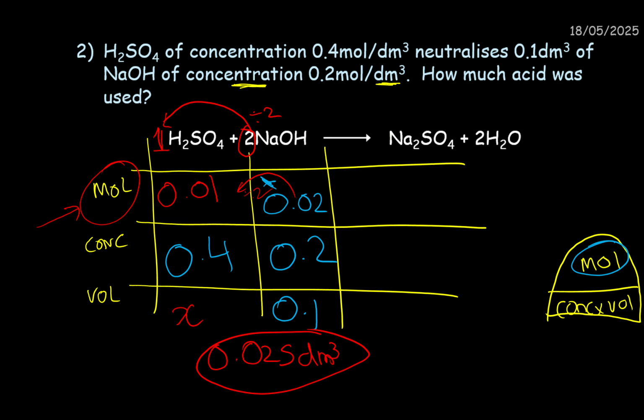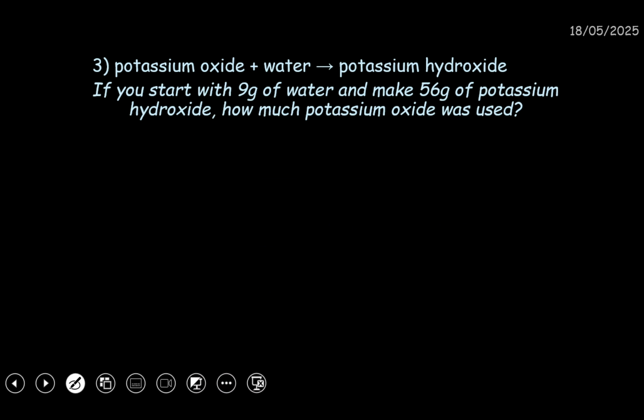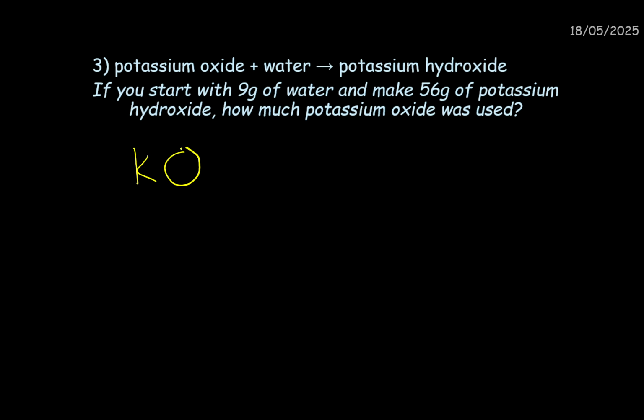Does that make sense to everyone? Okay, let's move on to doing this one. Now, we don't have an equation here, so we need to make the equation. Potassium oxide plus water goes to potassium hydroxide. So potassium oxide, KO. Now, potassium is in group 1, so what's the charge, David? +1. And Aish, oxygen's in group 6, so what's the charge?